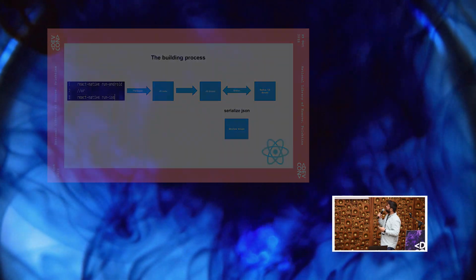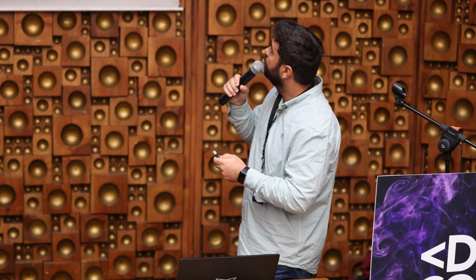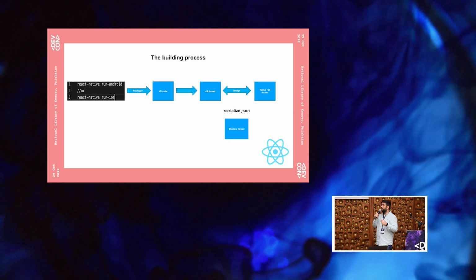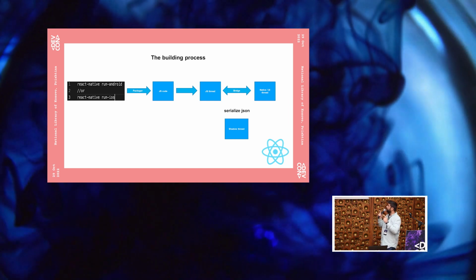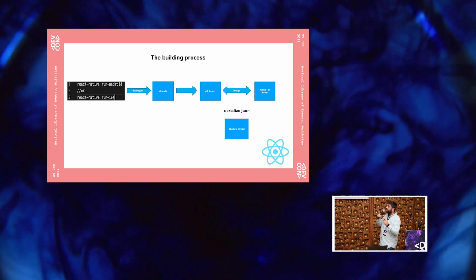In this JS thread, the JS code is going to be bundled and passed inside the JS thread. So now we have two parallel threads running at the same time. One is the native UI thread, and the other one is the JS thread.